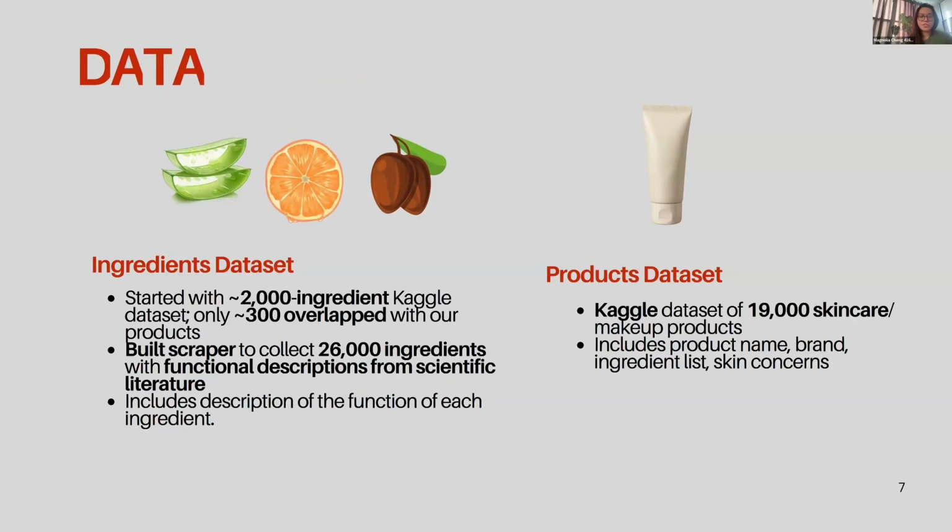First, ingredients. We tried the largest Kaggle ingredient dataset, which had about 2,000 entries, but we found through EDA that only around 300 of those ingredients were in our products. To solve this, we built a custom scraper that collected over 26,000 cosmetic ingredients and their descriptions from scientific literature, making it larger than any other public dataset we found. For the products dataset, we used a Kaggle collection of 19,000 skincare, makeup, and fragrance products. This includes full ingredient lists and labeled skin concerns.